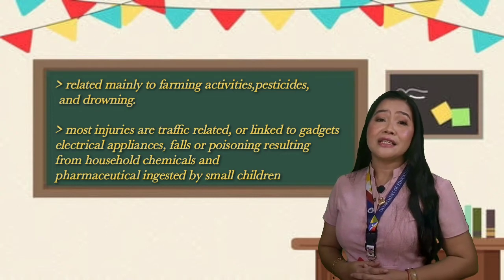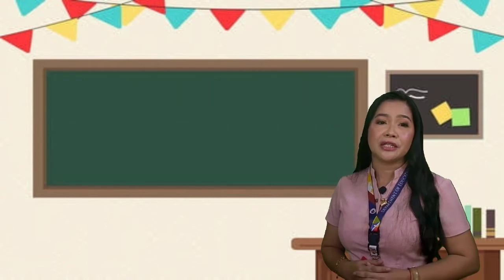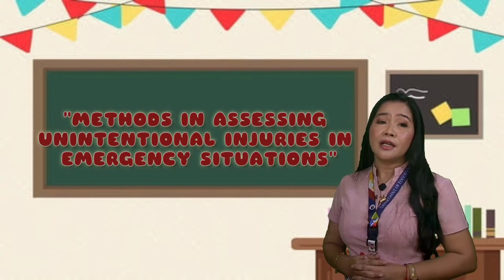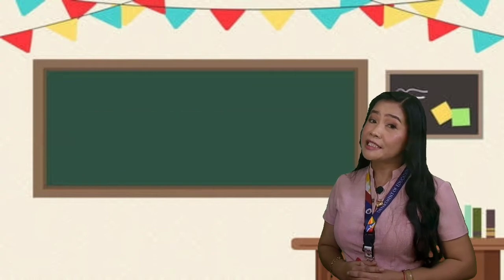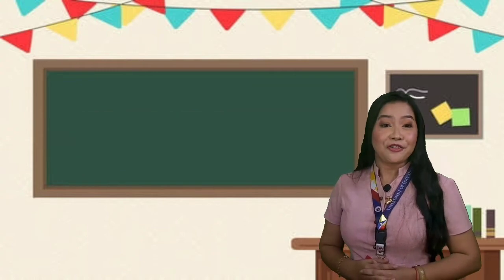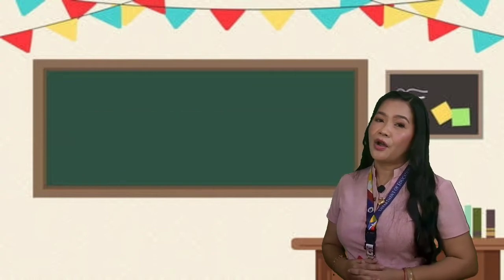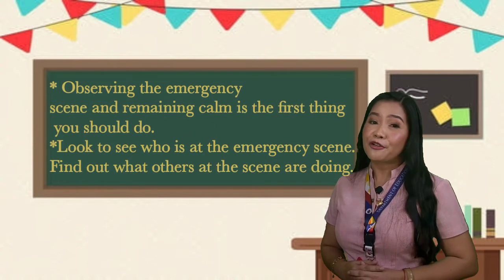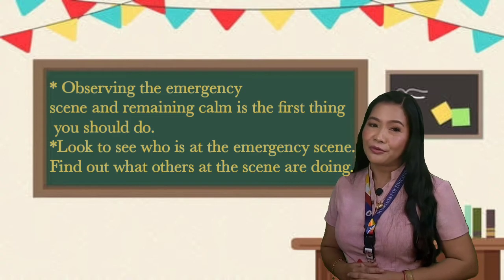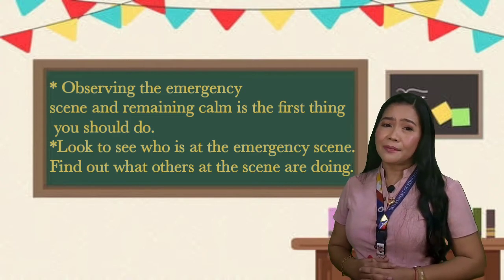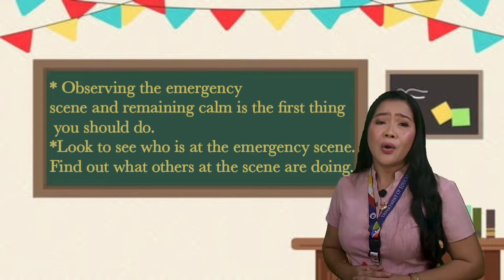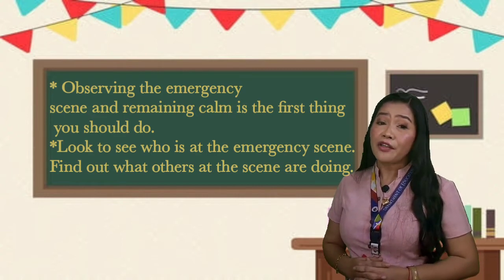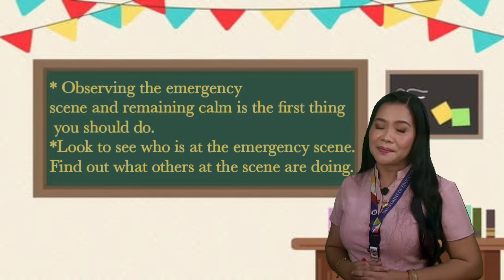Next is the methods in assessing unintentional injuries in emergency situations. Number 1, when you assess and control the situation, first thing to do is observing the emergency scene and remaining calm. Next is look and see who is at the emergency scene.